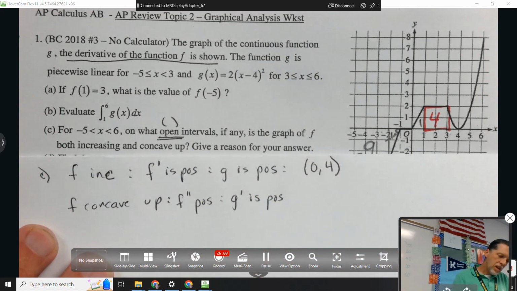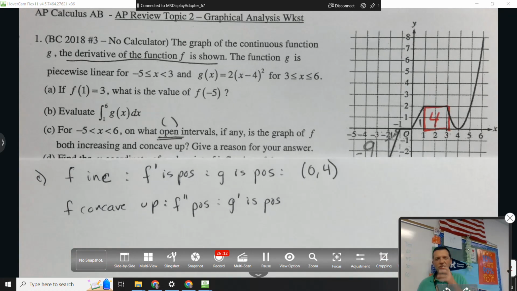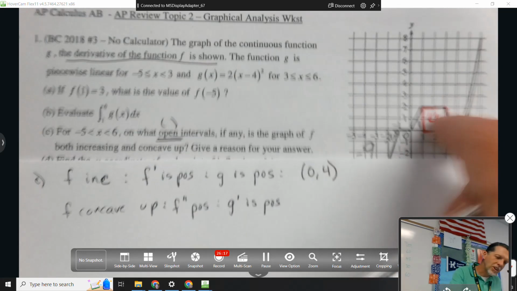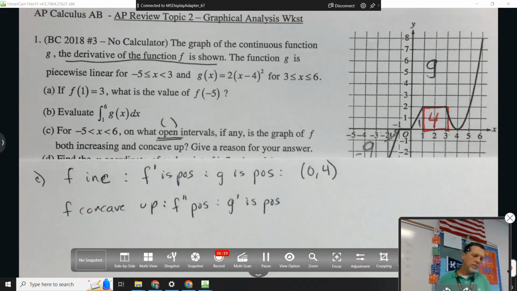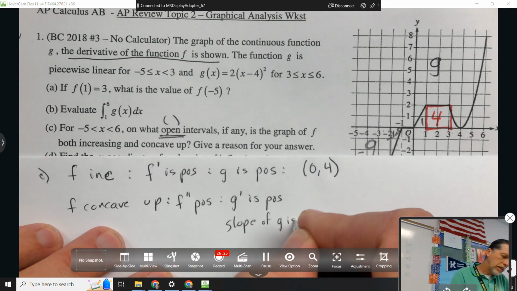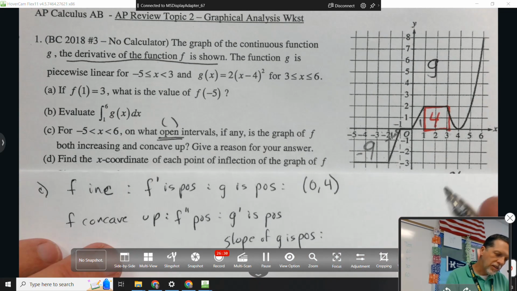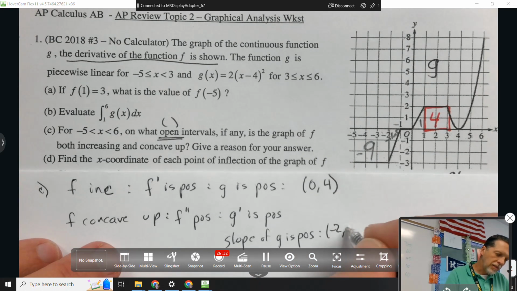And so I have a graph of g. So what am I looking for for g prime to be positive? What am I actually looking at on the graph of g? Slope of it. Good. So slope of g is positive. Okay, so the slope is positive from -2 to -1, from 0 to 1, and from 4 to 6.